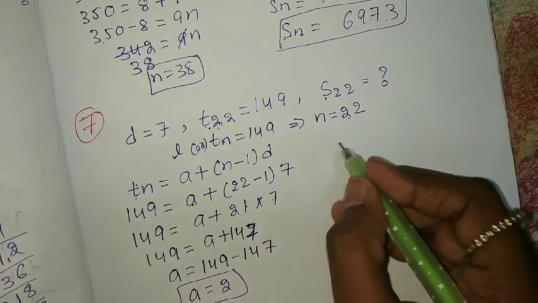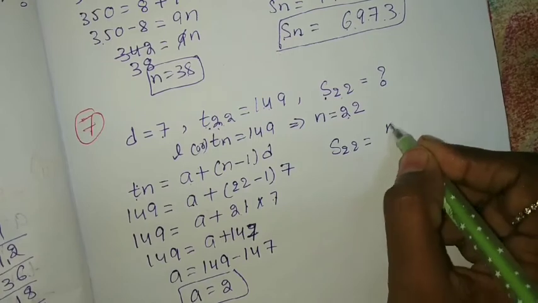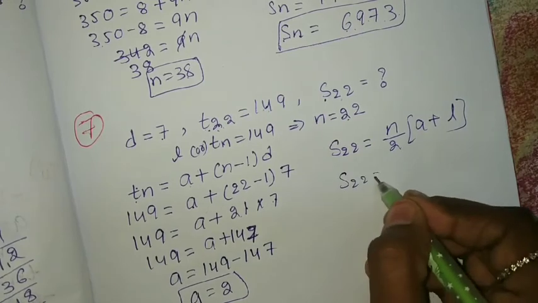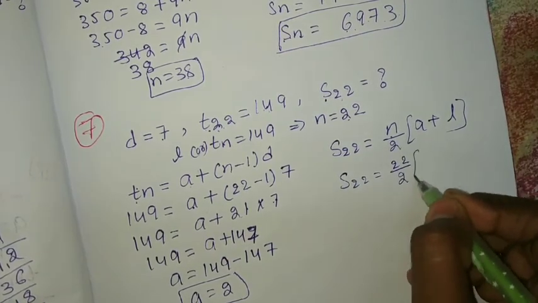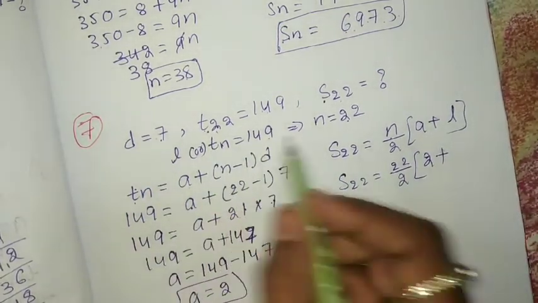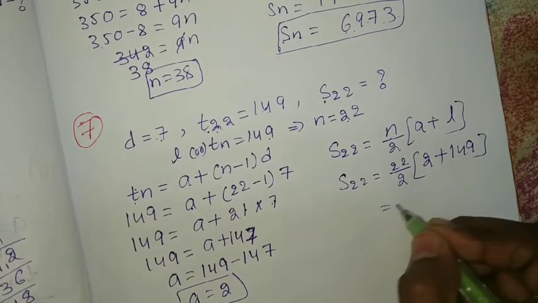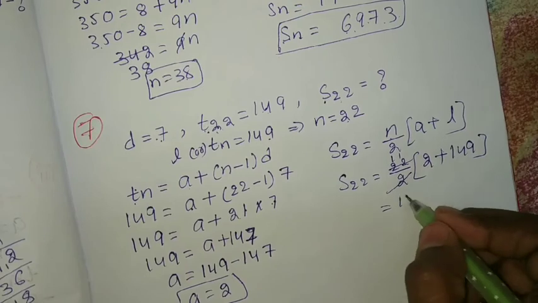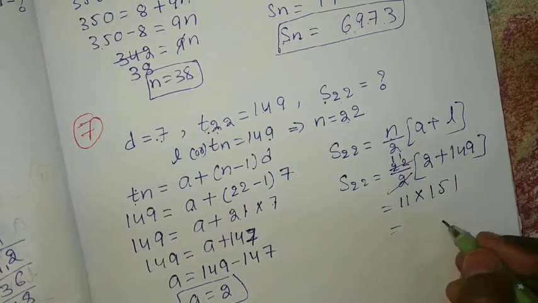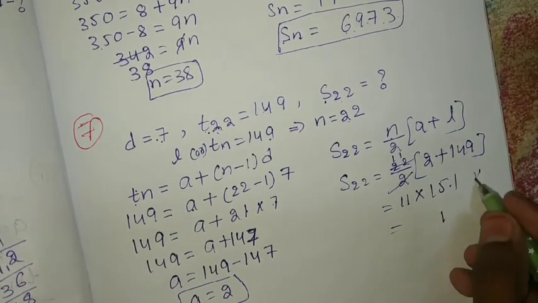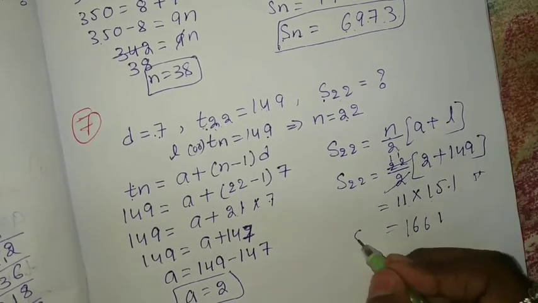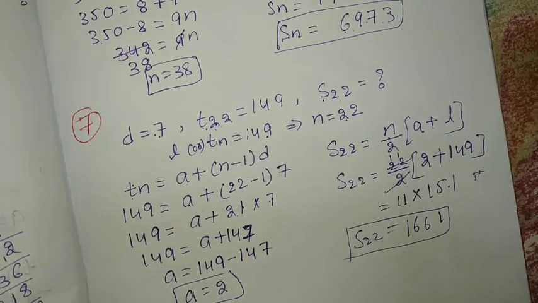So easily you can find S22 is equal to, what is the formula? N by 2 into A plus L, right? So S22 is equal to, N means 22 divided by 2 into A. What is A here? 2. Plus, what is the last term? 149. 2 ones are 2, so 11 we get. 11 into 149 plus 2, we'll get 151. Multiply: 11 ones are 11, 11 fives are 55 plus 1, 56, and 11 ones are 11 plus 5, 16. So 1661. This is the sum of 22 terms. This is our result. Understand?